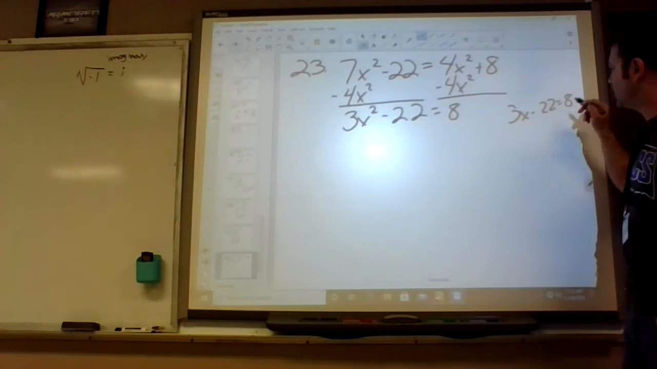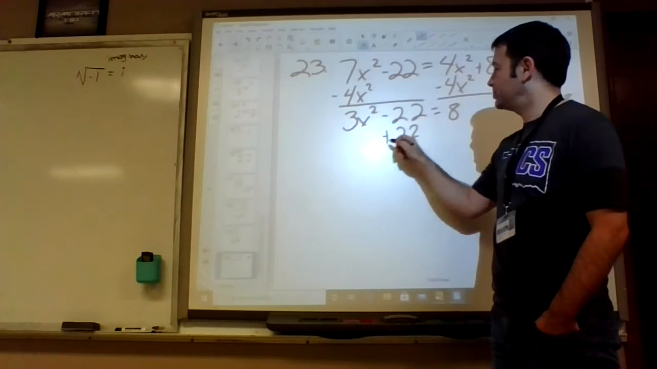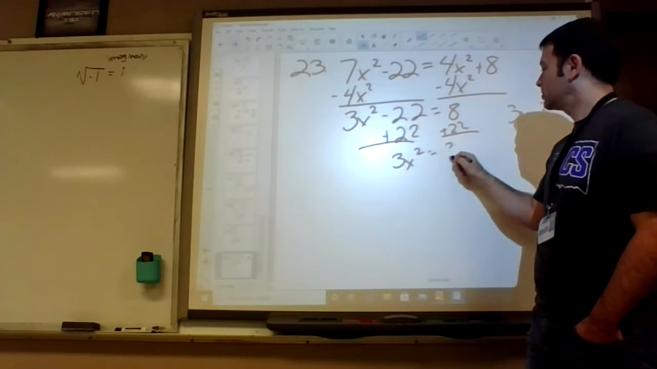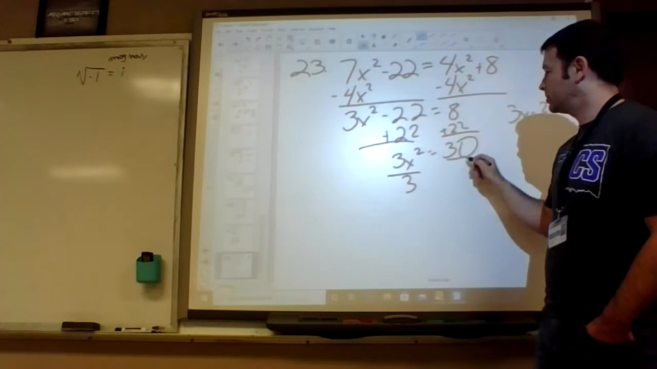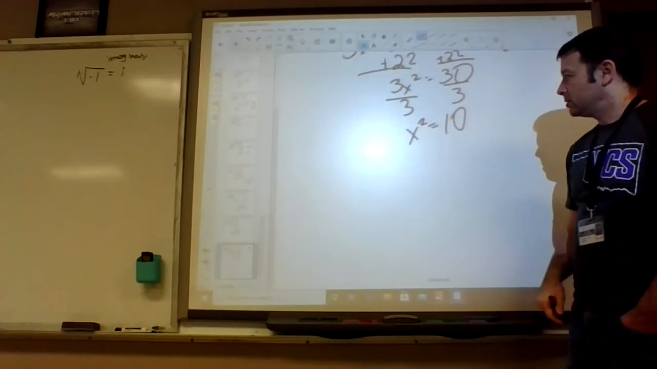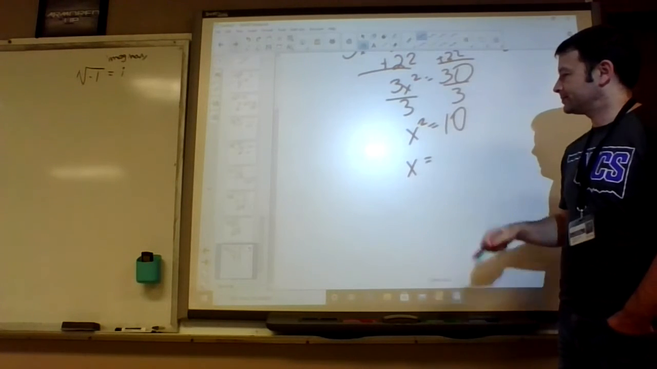You know, we just got to get x by itself. In this case, x squared by itself. So I'm going to add 22 and divide by 3. So if x squared is 10, what's x?